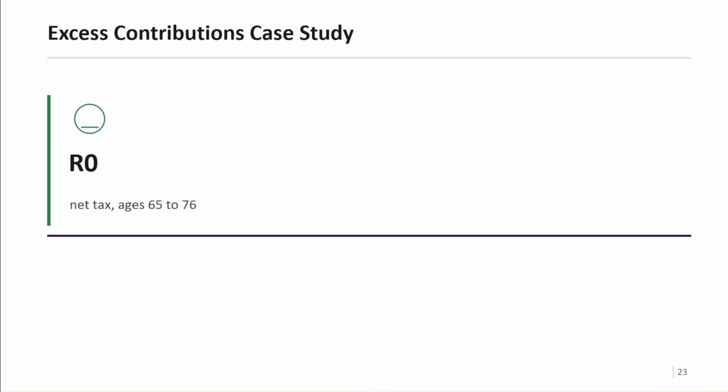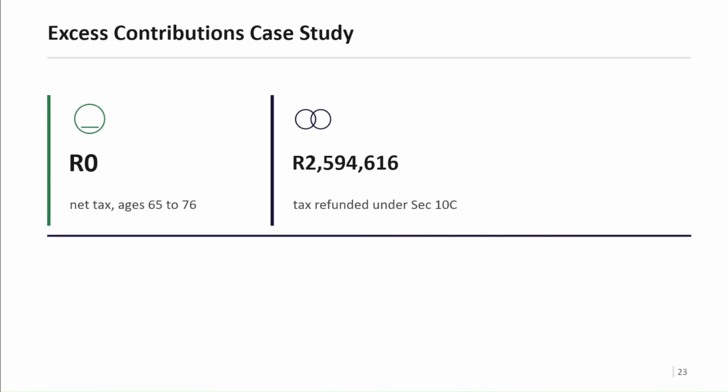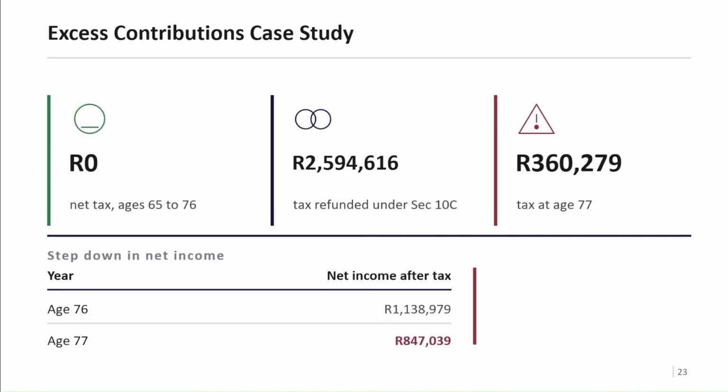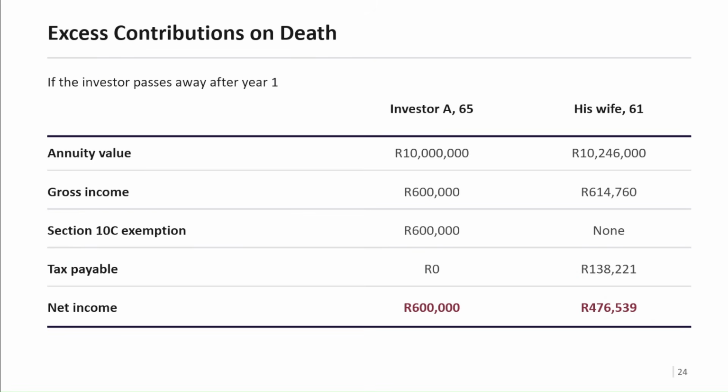So just to summarize what we've just looked at, he would have paid zero net tax on the living annuity for 11 years. In this case, he actually would have been refunded around 2.6 million Rand in taxation. But then in year one, after the excess contributions were exhausted, he suddenly would have had a tax bill of 360,000 Rand. So if we look at age 76, his net income in his pocket would have been over 1.1 million Rand. The following year, it would have been closer to around 850,000 Rand. And that's just the effect of that tax exemption having come to an end.